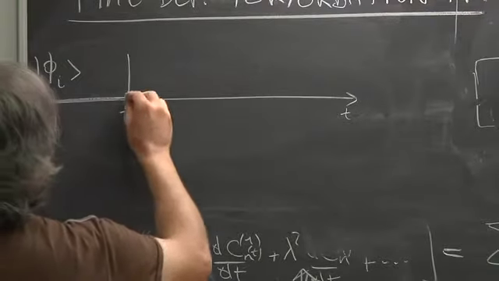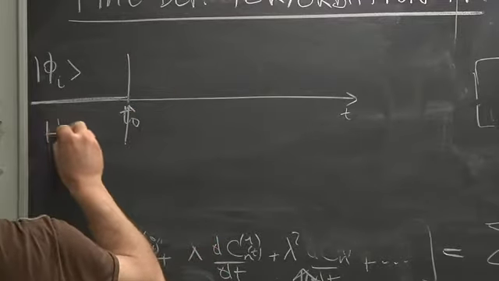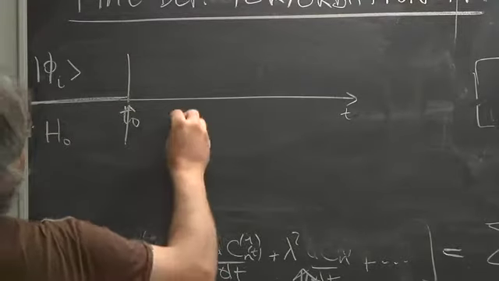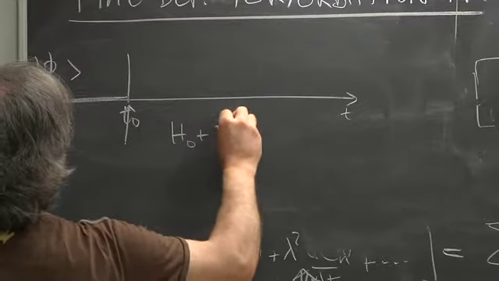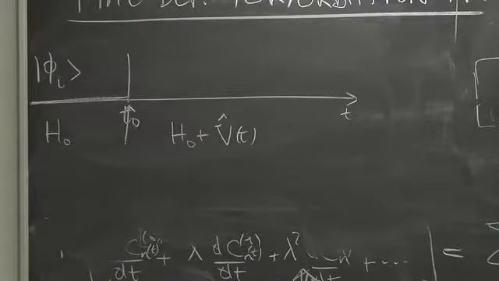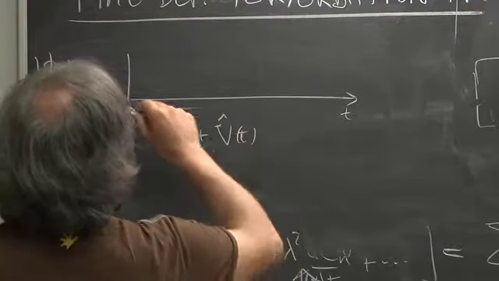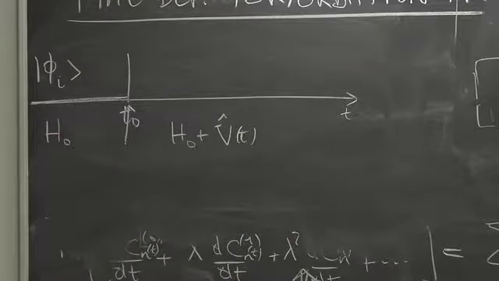At this time, I turn on, so here the Hamiltonian is just H0. At T0, I turn on the perturbation, and the Hamiltonian is H0 plus V of T. Question: how would the state evolve? In particular, for instance, what is the probability?